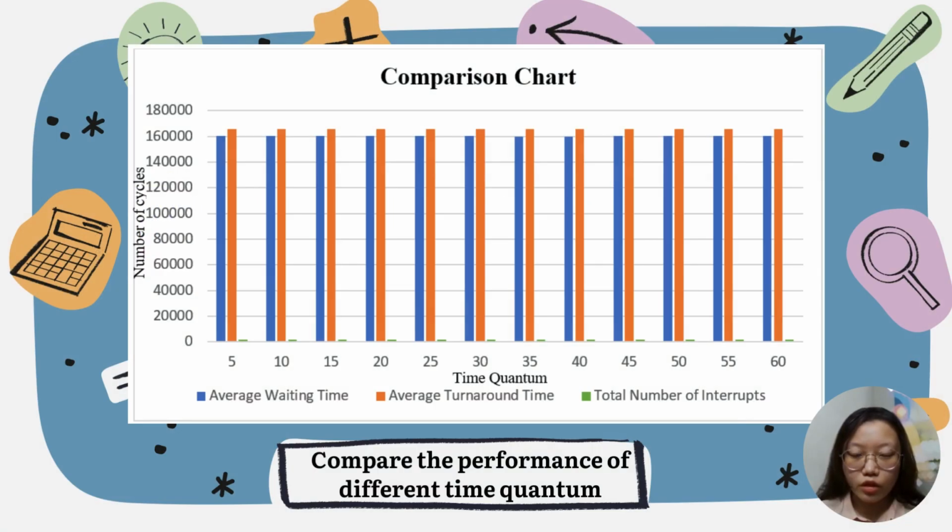So this is the comparison chart for the performance metrics. We have average waiting time, average turnaround time, and total number of interrupts incurred for each time quantum. As you can see, we cannot observe apparent differences in which time quantum has the best performance metrics because the number of cycles are close to each other.